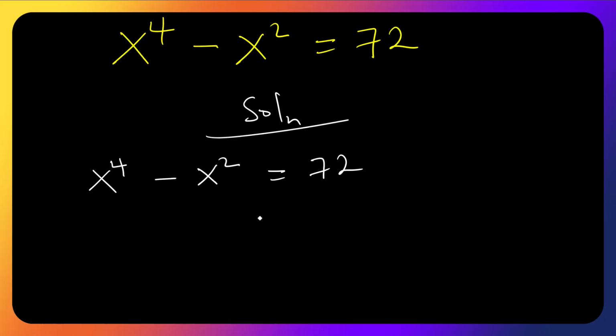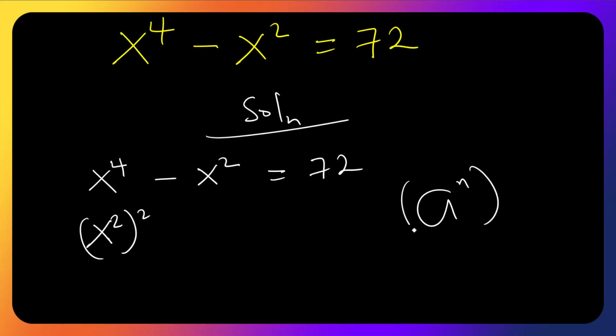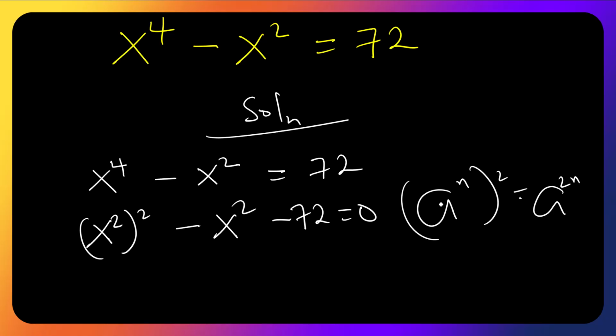Now, what we will do here, since we can form x squared here, because x squared all squared is the same as x to the power 4, because when we have a to the power n, all raised to the power 2, that is the same as a to the power 2n. So we have this one as that, minus x squared minus 72 equals 0.